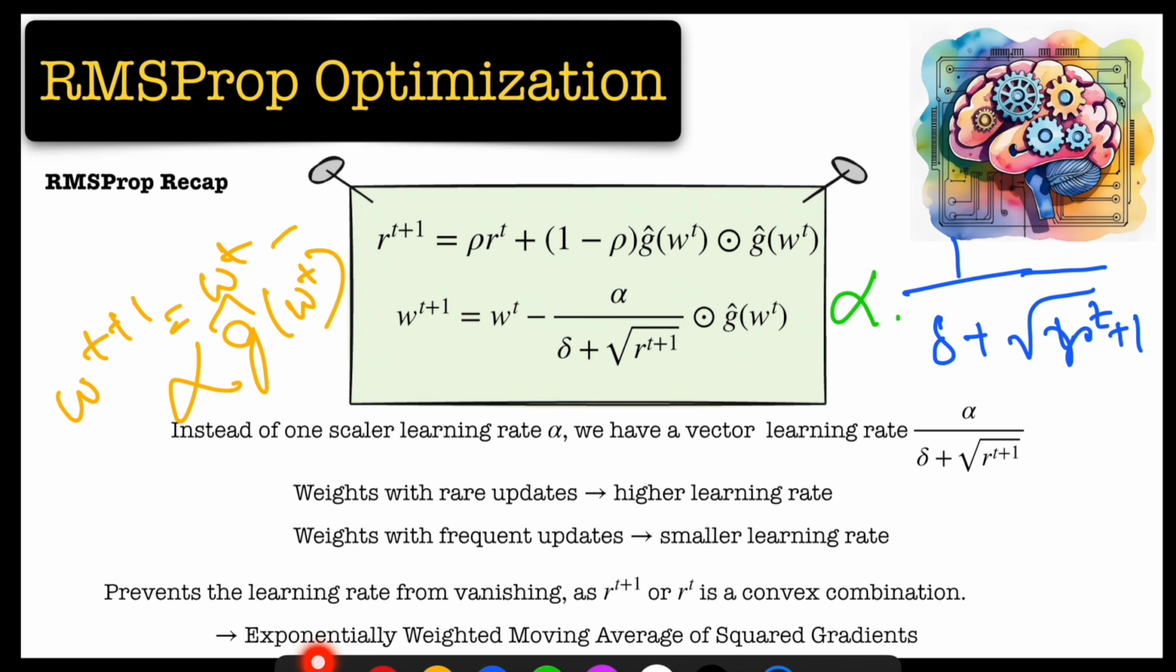So what we are getting here is an element-wise product with the gradient. So different weight parameters in this gradient will have different learning rates. That's the improvement. Weights with rare updates will have a higher learning rate, and weights with frequent updates will get a smaller learning rate. So it prevents the learning rate from vanishing. As for this Rt plus 1, here we are using a convex combination. Without convex combination we have one version, that is AdaGrad, but here we are using convex combination. So this is an exponentially weighted moving average of squared gradients. So this is about RMSProp, and earlier we talked about momentum.